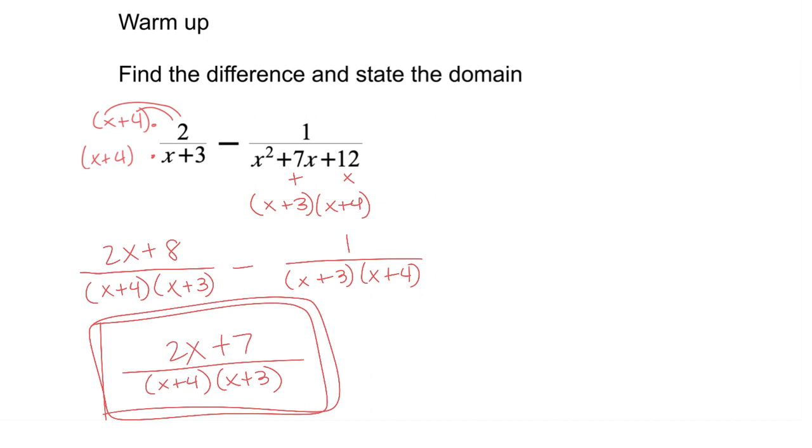We do need to state our domain. So what can the bottom not be equal to? So if I set x plus 4 equal to 0, it would tell me that x cannot equal -4. And if I set x plus 3 equal to 0, it would tell me that x cannot equal -3.